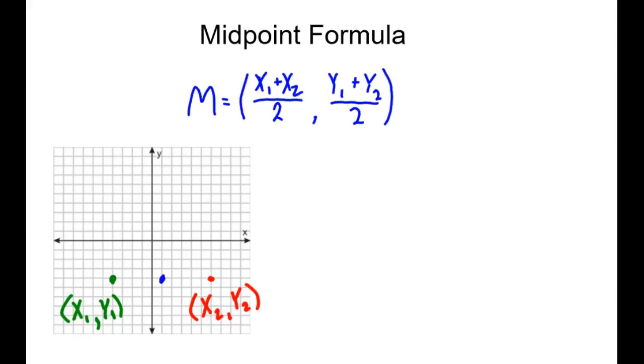Now we're going to go through the midpoint formula, which is finding the middle of two ordered pairs. Essentially, we're finding the average of the x and y coordinates. So the formula we're going to use is capital M equals x sub 1 plus x sub 2 divided by 2, and then y sub 1 plus y sub 2 divided by 2. So we end up with an ordered pair in the end.